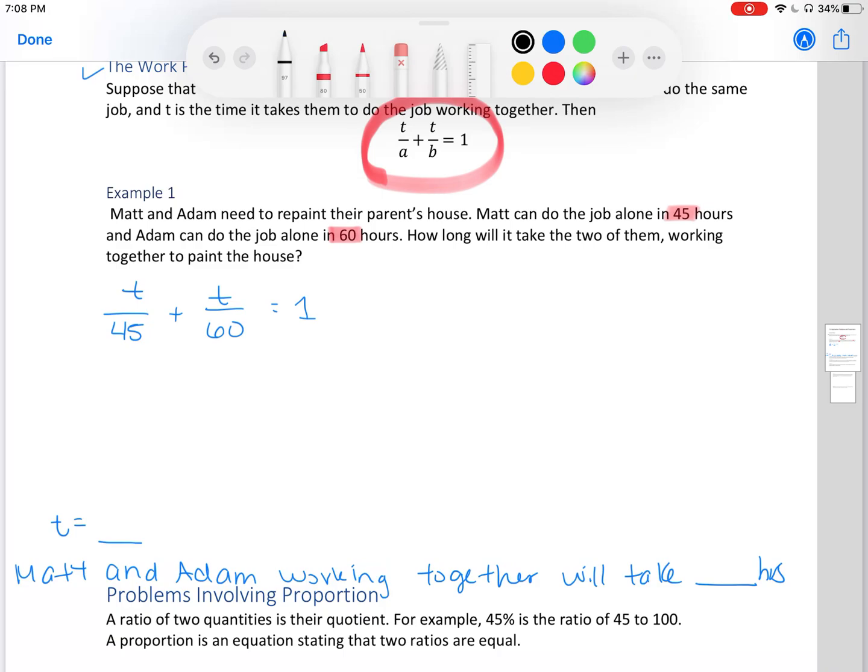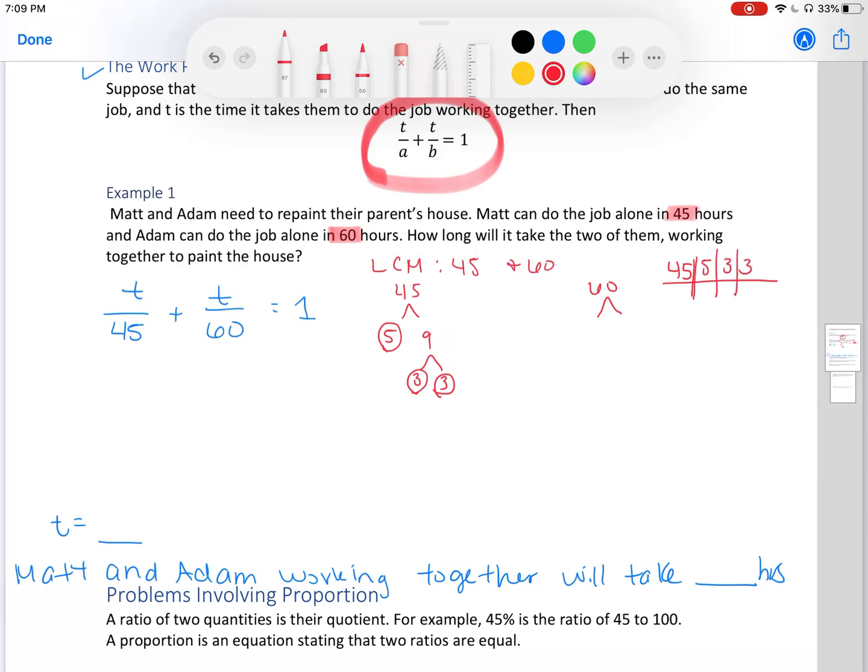To do this, you have options. You can add your two fractions and then cross multiply, or do whatever you like to solve for T. What I like to do is multiply both sides by the LCM. So let's figure out the LCM of 45 and 60. Let's prime factorize 45 because I can't tell right off the bat. We get 45 from 5 times 9. 5 is prime. We get 9 from 3 times 3. 3 is prime. So we get 45 from 5, 3, and 3.